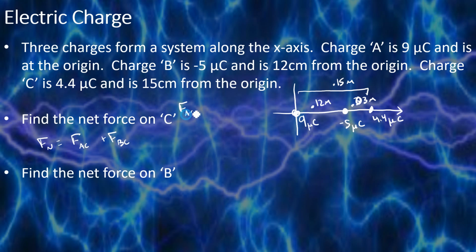So the force between A and C is going to equal K times 4.4 times 10 to the negative 6 times charge A, 9.0 times 10 to the negative 6, all over our distance. So the distance between them is 0.15 squared. So our FAC, now we want to be very careful how we type this in. We do want to make sure we put this in parentheses, and we want to remember that K is going to be 8.99 times 10 to the 9th.